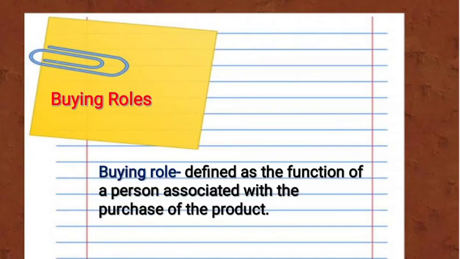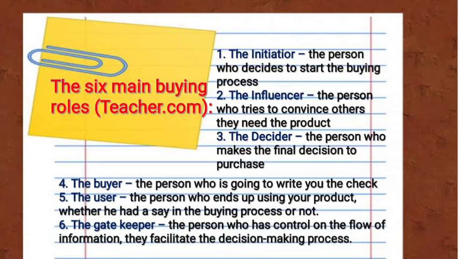Alright, so let's go down to our last topic, which is the buying roles. So what are the buying roles? When we say buying role, this is defined as the function of a person associated with the purchase of a product. So meaning to say, these are the people associated with the buying of the product, or how the product gets bought through these buying roles. Okay, so we have different roles in how a product gets bought. Okay, so there are actually 6 main buying roles. According to teacher.com, we have 6 main buying roles.